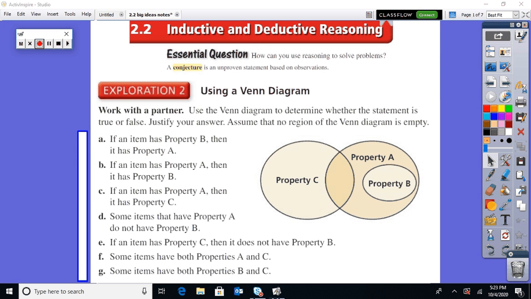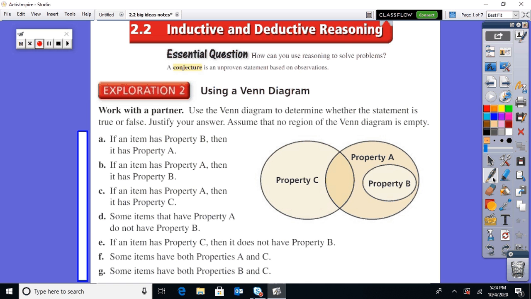All right, friends, welcome to today's lesson of 2.2 Inductive Deductive Reasoning. Two main types of reasoning, the way we think in the world of mathematics and in life, inductively and deductively. So we're going to talk about those today and some other vocabulary words.